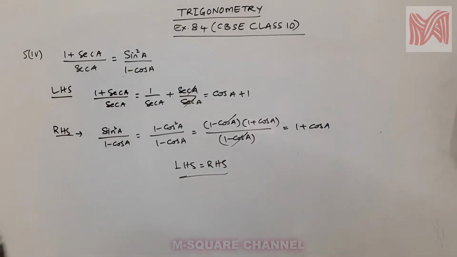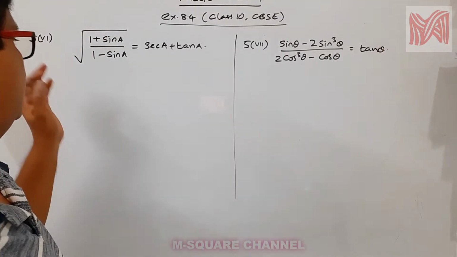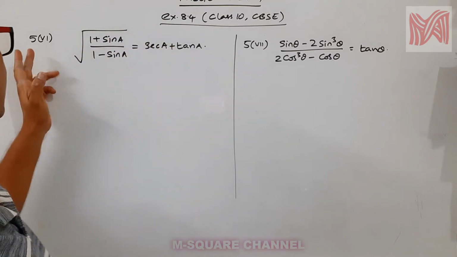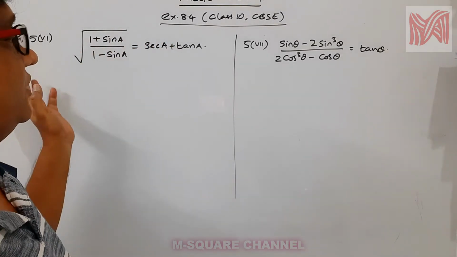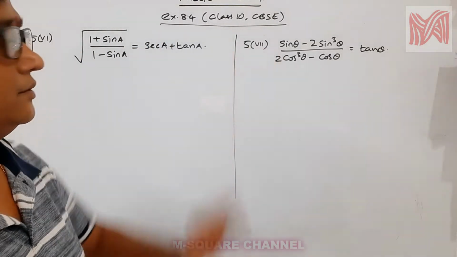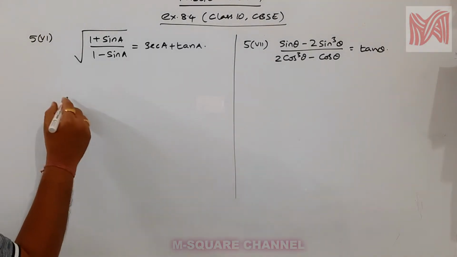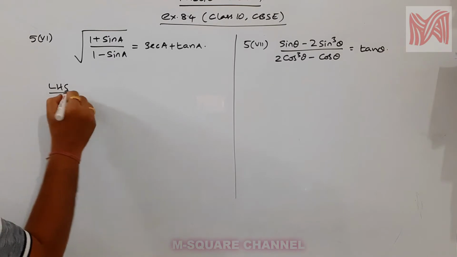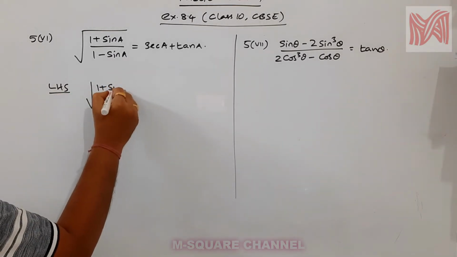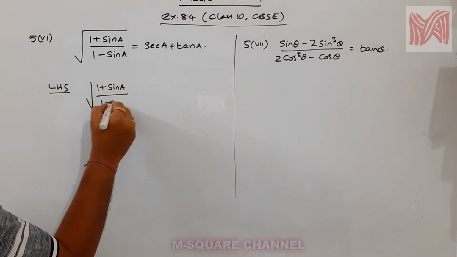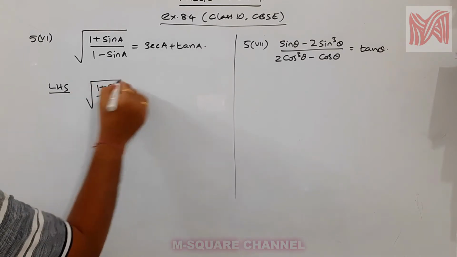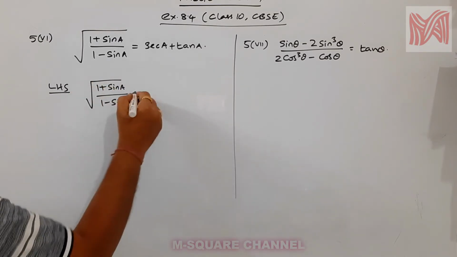In these questions, 5, 6 and Roman 5, 6th question, Roman 5, 7th question. In this first question, we are going to do the LHS. Root of 1 plus sin A by 1 minus sin A is equal to, we are going to rationalize.